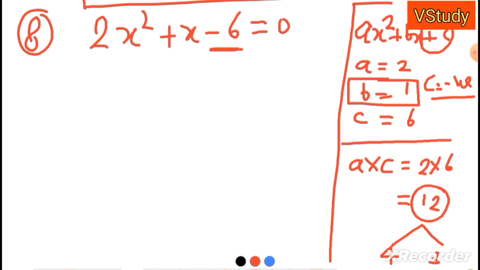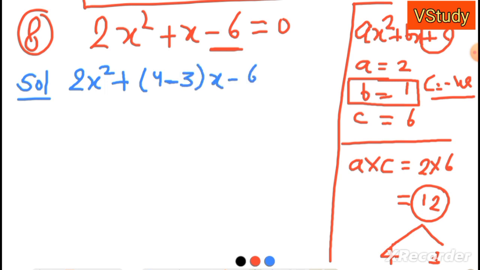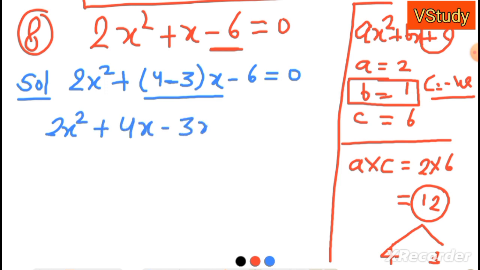Now we are going to solve the problem. We can write this problem like this: 2x square plus 4x minus 3x minus 6 is equal to 0. Now, multiply x in both the terms. We have 2x square plus 4x minus 3x minus 6 equal to 0.